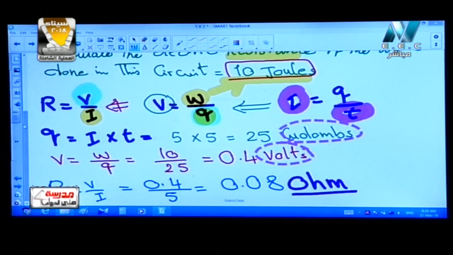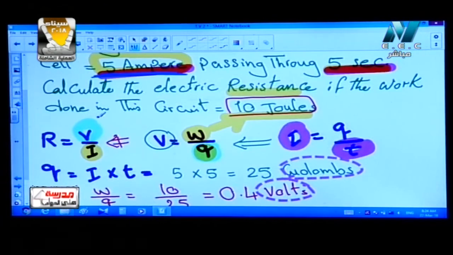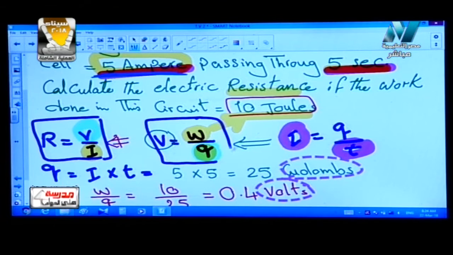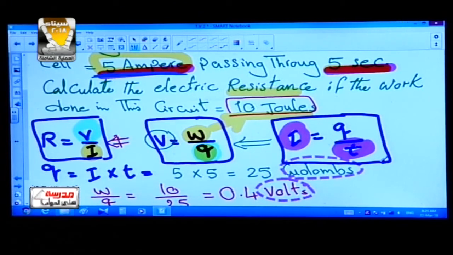So some problems may use one triangle, or maybe two triangles, or maybe we use all three triangles, which means the three mathematical laws. All of them can be used to find the answer in one problem.